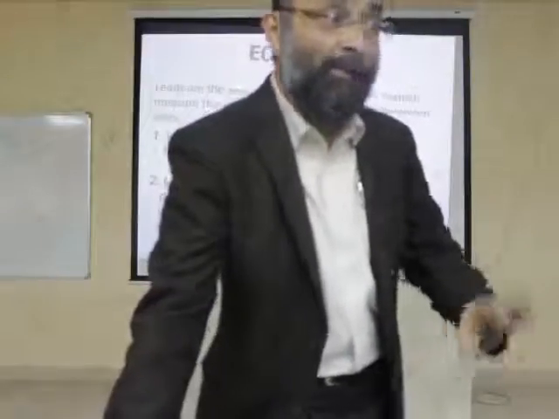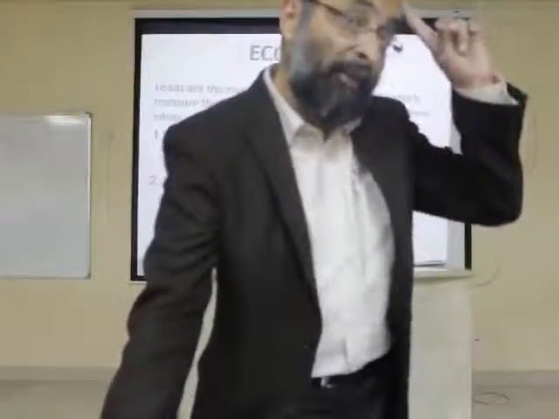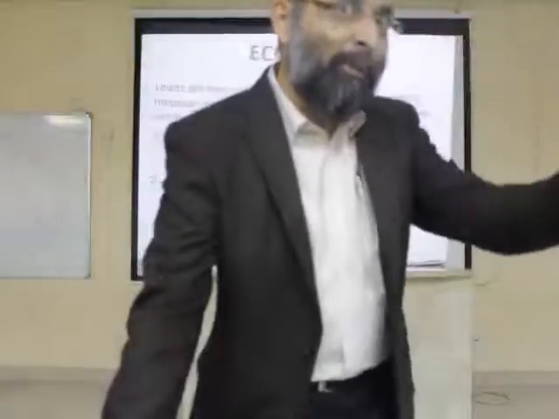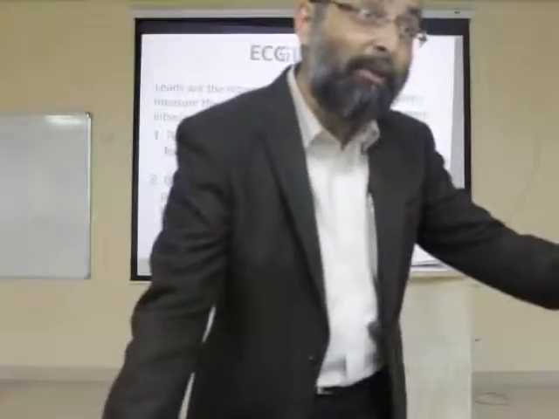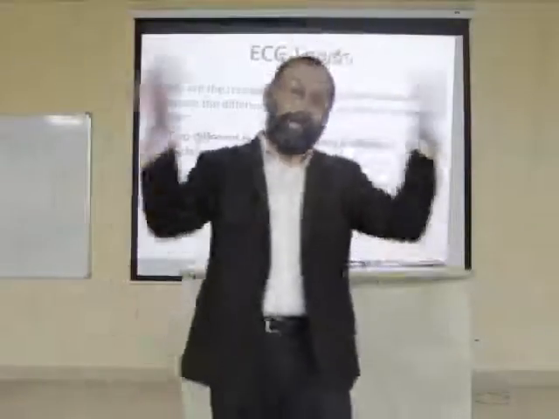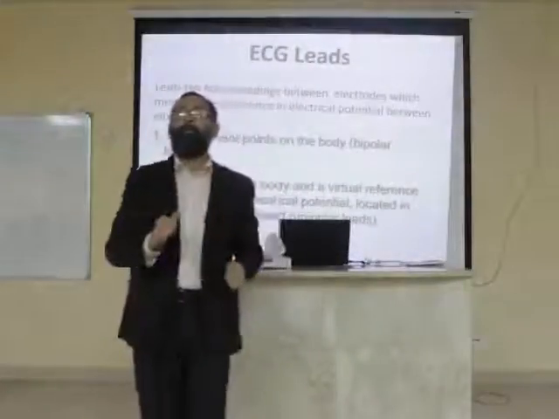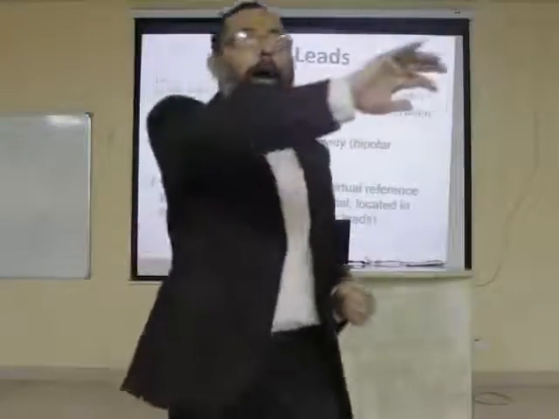There are 6 total limb leads. Don't get confused. You have in your mind bipolar and unipolar out of 12. How many bipolar? 3. How many unipolar? 9. Okay. Now again getting to 12 leads. Out of 12 leads, 6 are limb leads and 6 are chest leads.